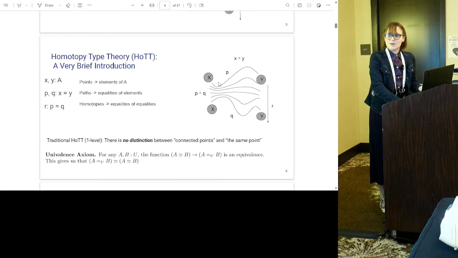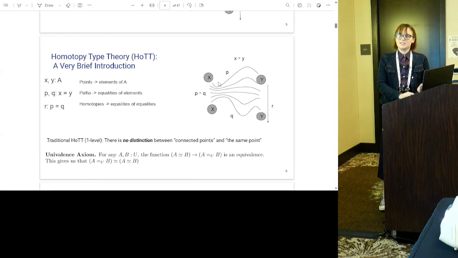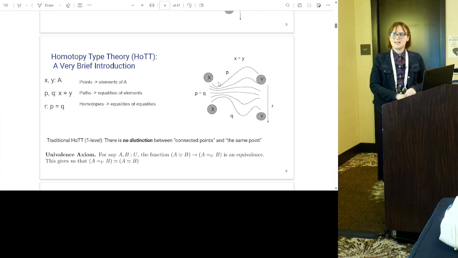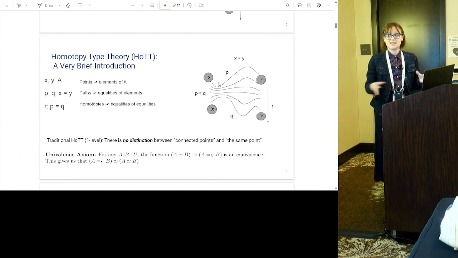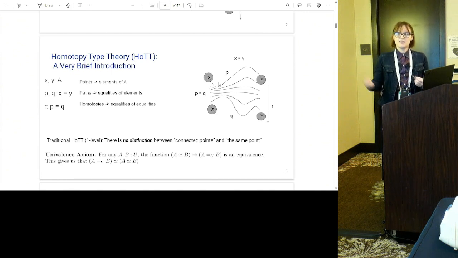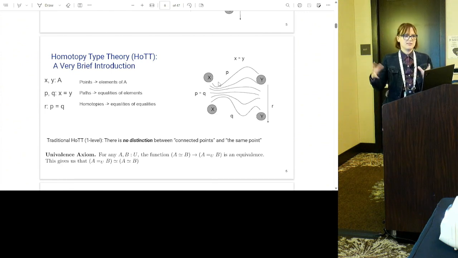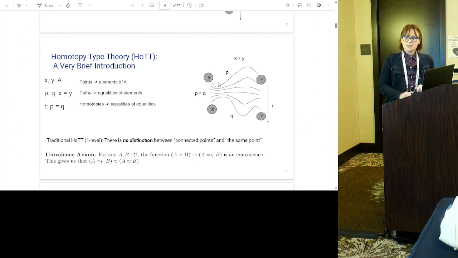The way that we write this out in notation instead of a pretty picture, in a homotopy type theory way of saying this, we would say that X and Y are of type A, points being an element of a type A. P and Q are of type X equals Y, so their type itself is an equality between P and Q. And R is also of type P equals Q. Its type is that equivalence.